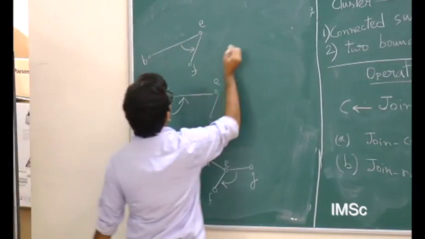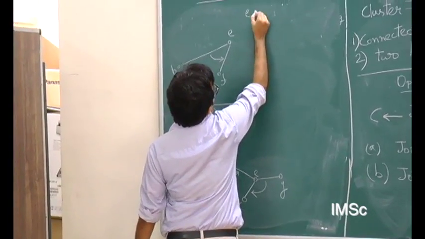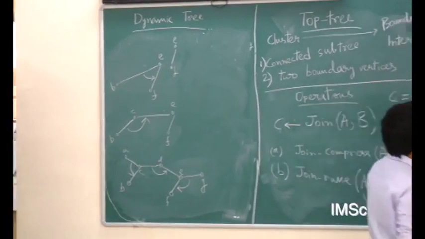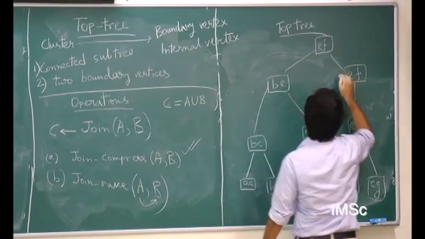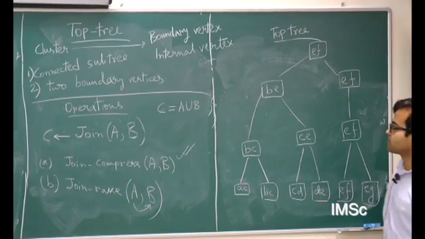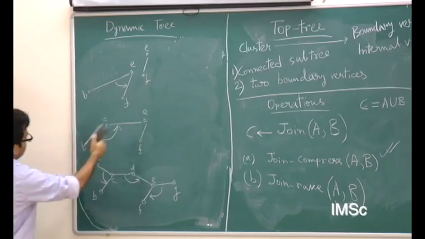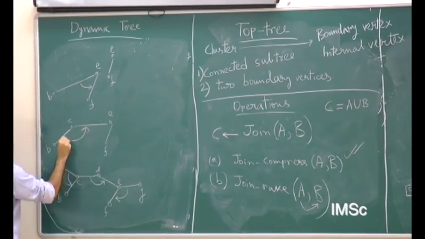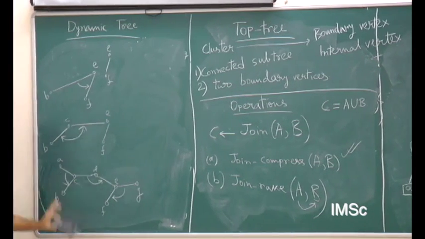Finally, apply a rake here, say, and you get EF. This is the last level. Oh, sorry. Okay, let us say that this is compress. Let's just make this compress. You can do anything here. Okay, good point. You are following this. So, is it clear? What does it look like?